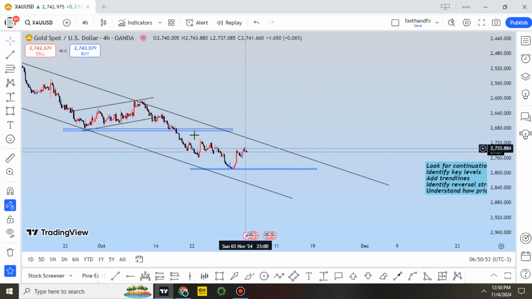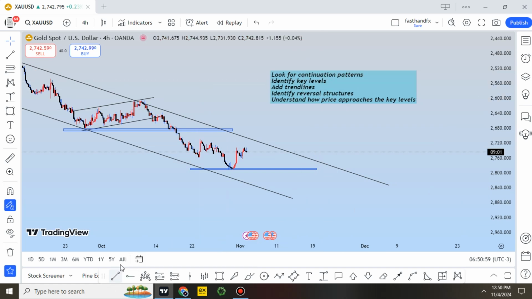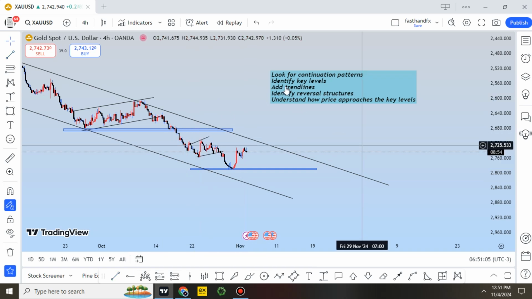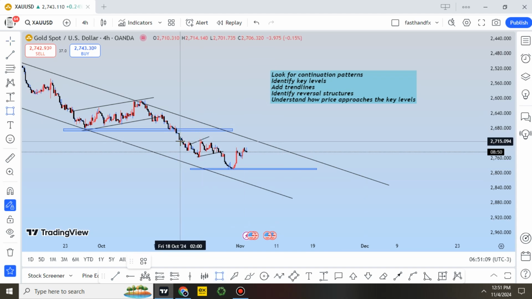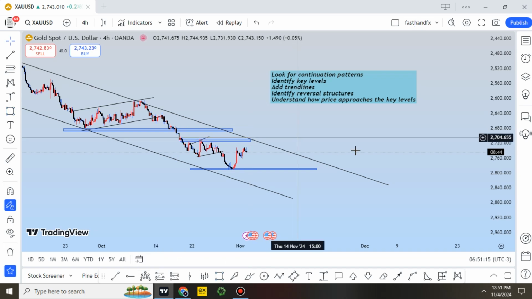Do you see any reversal structure? I mean, what was that? Continuation pattern. Yes, there was this one right here. Let's have this right there. Then identify key levels. We had a level right here. Let's mark this level 2. Then let's flip the screen right there.